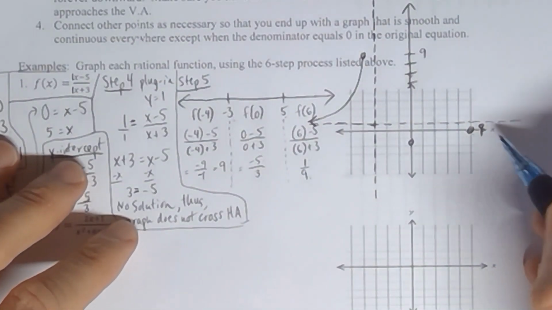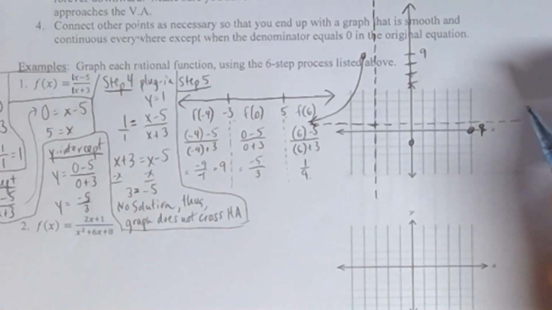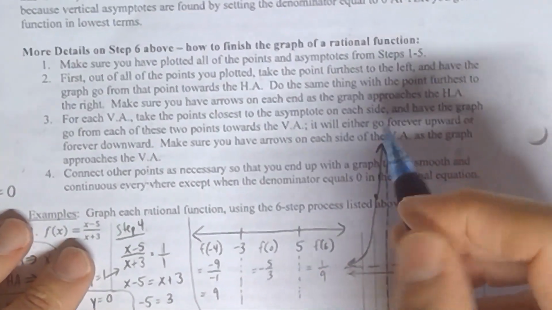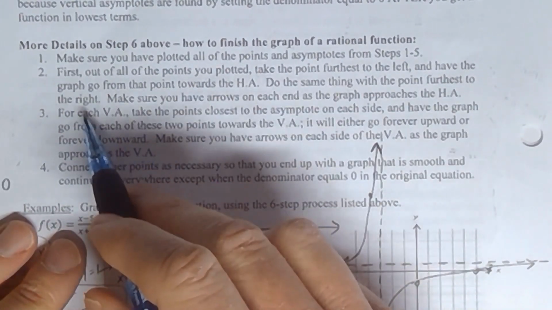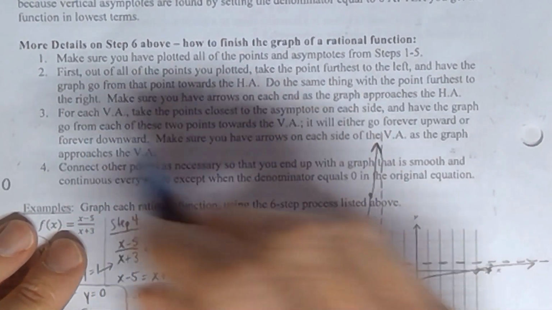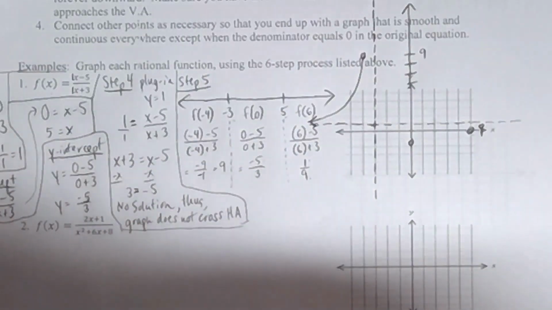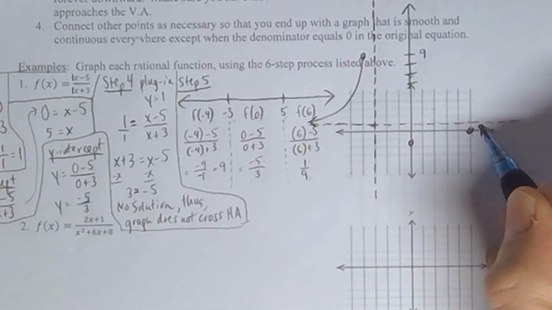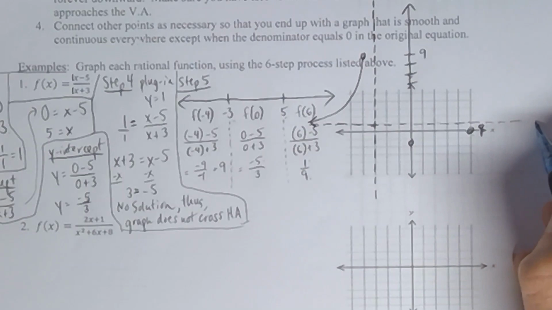And so that's why I need to take a look at the next set of directions here. It says do the same thing with the point furthest to the right. Take the same thing with the point furthest on the right. Have it go from that point and have it go forever to the right.